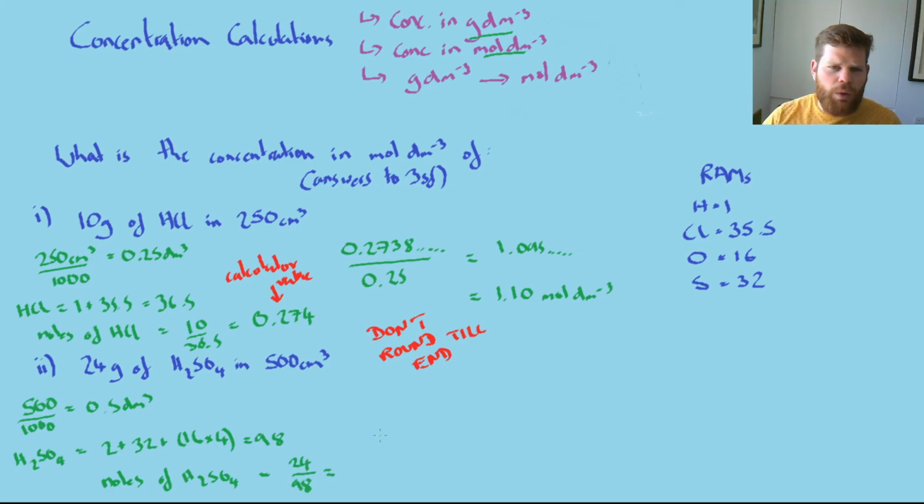And again, we get quite a long number here, which I'm going to round, but again, this will be your calculator value. So then, last little step, we take our value, we divide it by our volume, which is 0.5, and again, we get a really long answer, 0.487, and so on and so forth, which we're going to put into 3 significant figures, which is 0.490 moles per decimeter cubed.